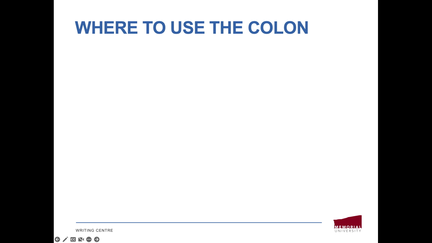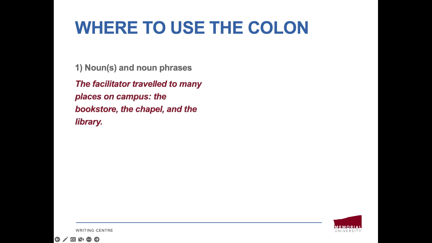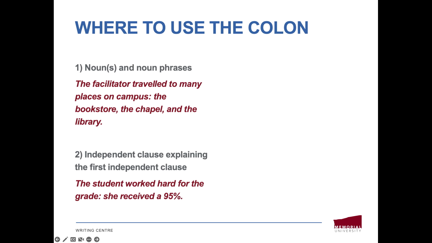As you prepare your sentences, be aware of the location you can use them. Colons can be used when listing nouns and noun phrases, as you can see in our first sentence example. The facilitator traveled to many places on campus: the bookstore, the chapel, and the library. In this first example, campus places listed are nouns, but keep in mind you can use noun phrases. In our second location, we can separate independent clauses only if they are related. The student worked hard for the grade: she received a 95%.